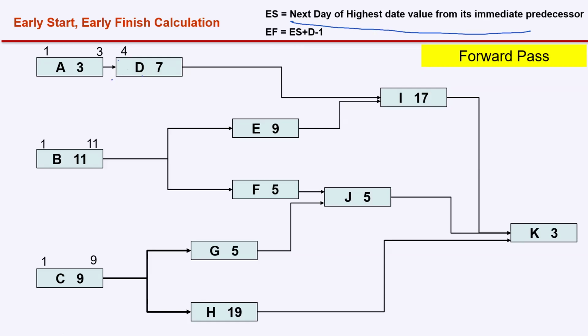Type in the chat box, what will be the early start of E and F? E and F have the same predecessor, which is B. B is finishing on day 11. So when can E and F start? Yes, all of you are right. It is day 12. The early start of activity E and F is day 12.